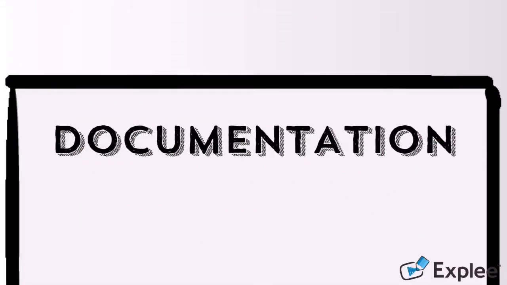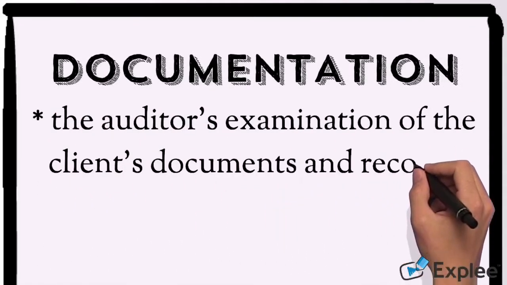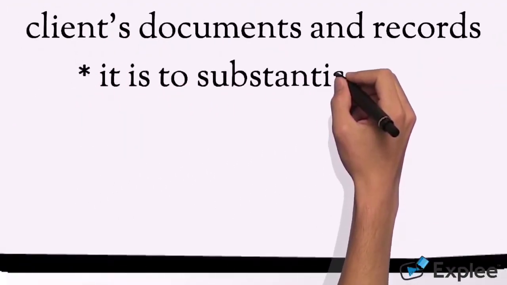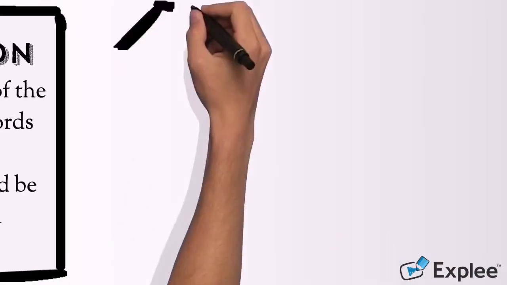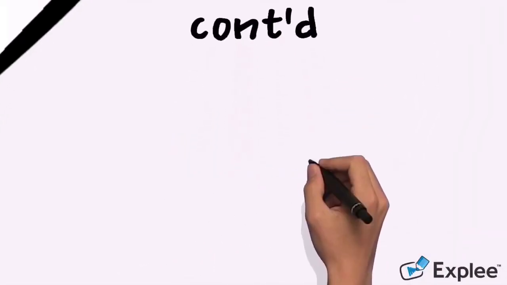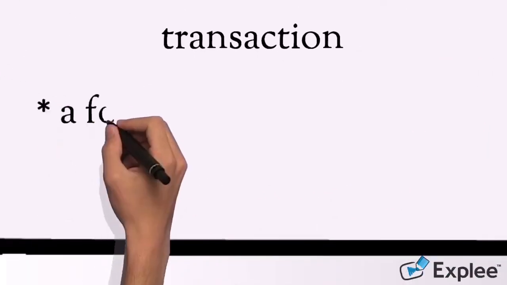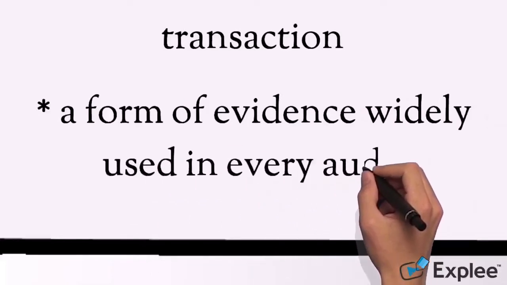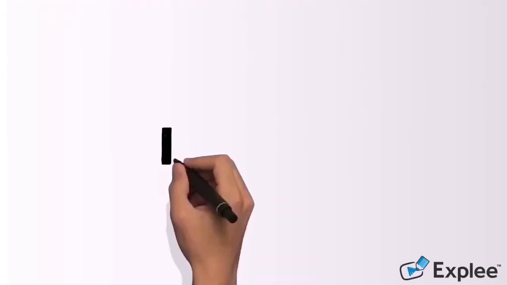Documentation. The auditor's examination of the client's documents and records. It is to substantiate the information that is or should be included in the financial statements. Normally supported by at least one document for each transaction, a form of evidence widely used in every audit. It is divided into two. First is internal. Second is external.